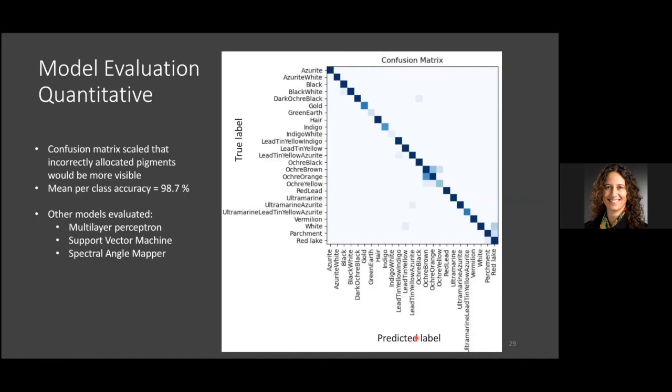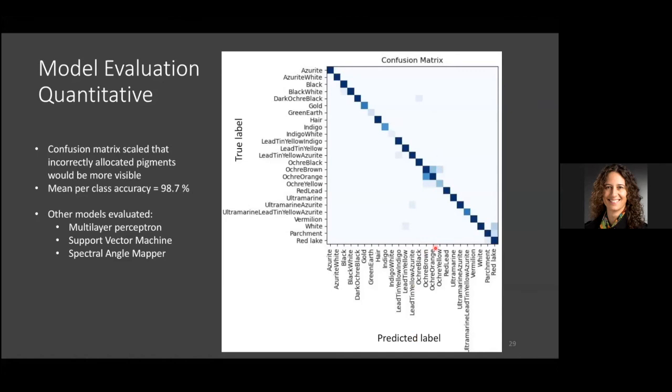The accuracy displayed here is the results averaged across the 10-fold cross-validation, with a total mean per class accuracy of 98.7%. I know this is very high, but given the constraints of the data set, this is understandable. On the right here, we see the confusion matrix to show misclassifications. It has been scaled to make the misclassifications easier to see. The ochres there in the middle were more difficult for the model to identify correctly, which makes complete sense as the spectra, for example, between orange and brown ochre is very similar.